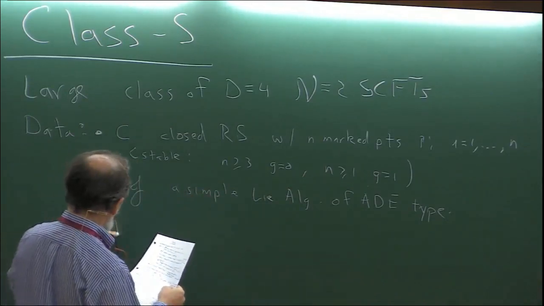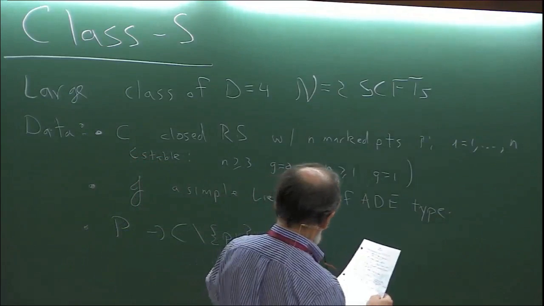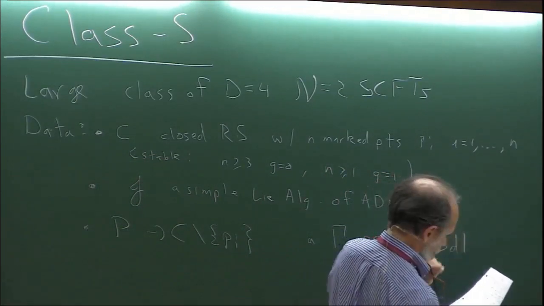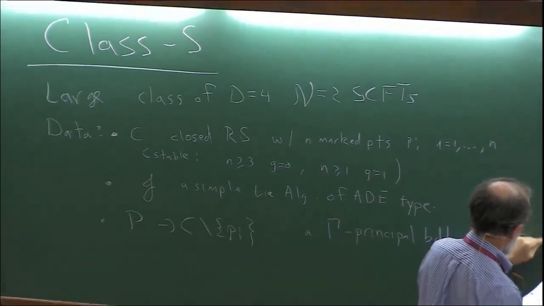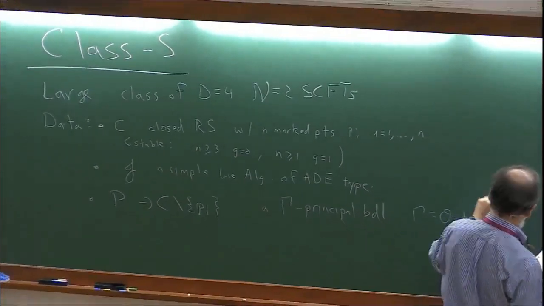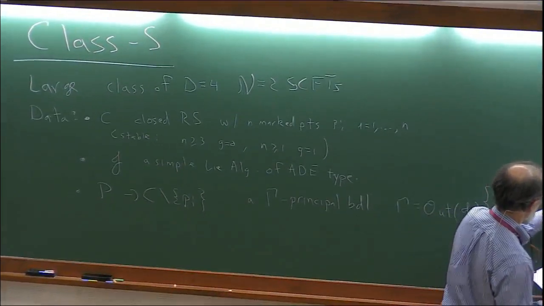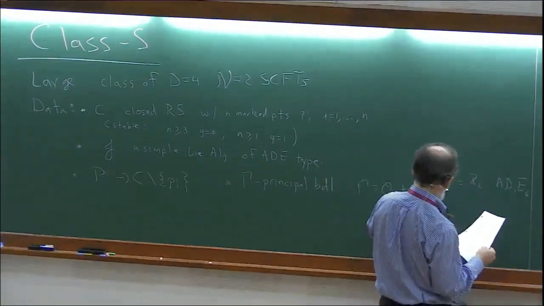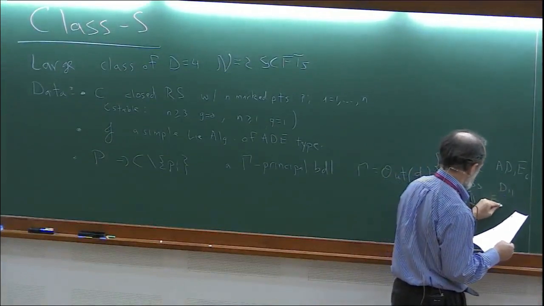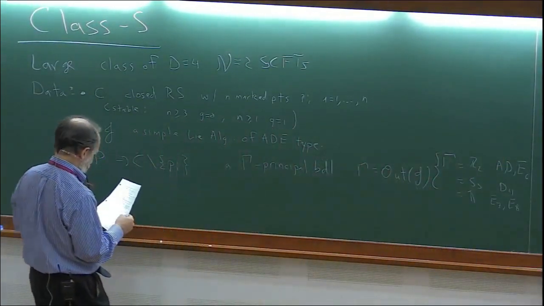And then the next piece of data is a principal Gamma bundle P on the complement of the punctures, where Gamma is the outer automorphism group of J. So Gamma is Z2 for A, D, and E6, and it's S3 for D4, and it's trivial for E7 and E8. That's that piece of data.